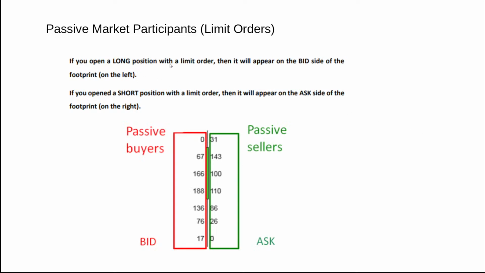So if you open a long position, this would also be considered our calls, with a limit order, then it would appear on the bid side, right, of the footprint chart on the left. If you opened a short position, or also puts, with a limit order, then it would appear on the ask side of the footprint on the right side of the chart, or on the right side of the candlestick.